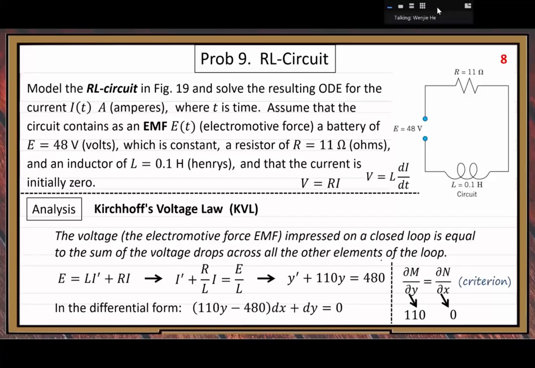When we check the criteria for the exact ODE, we get unequal. These two numbers are unequal. So our next step, under this situation, what should we do? The direct thinking is, because the condition is not satisfied, we cannot apply the method for solving exact ODEs. We cannot. It doesn't work.